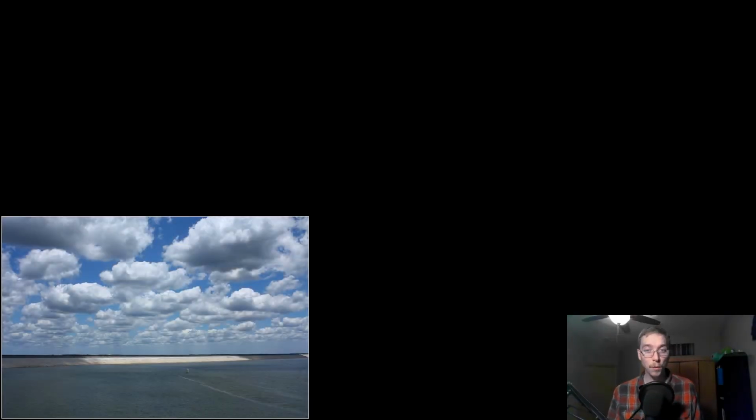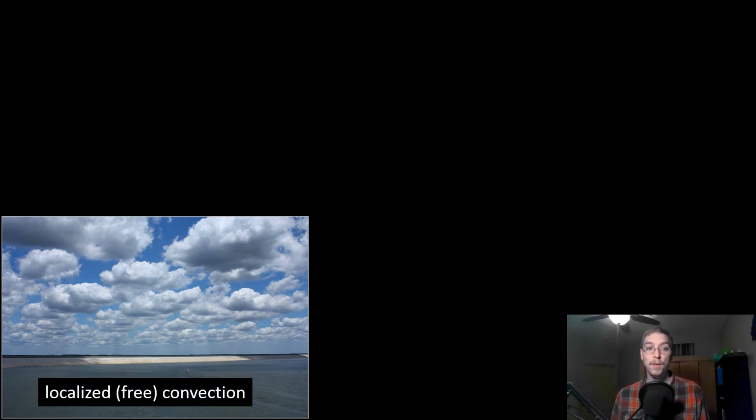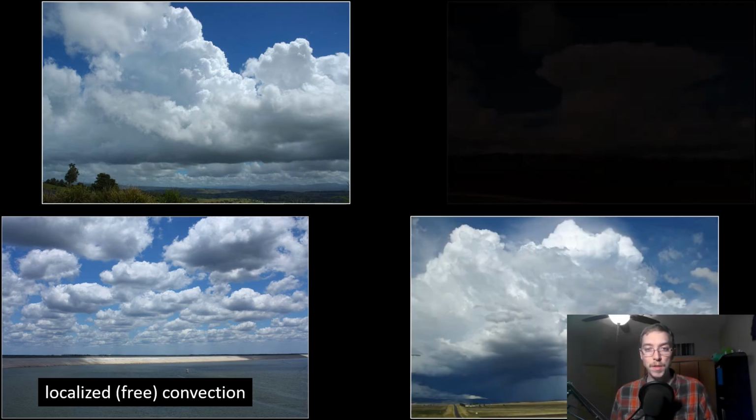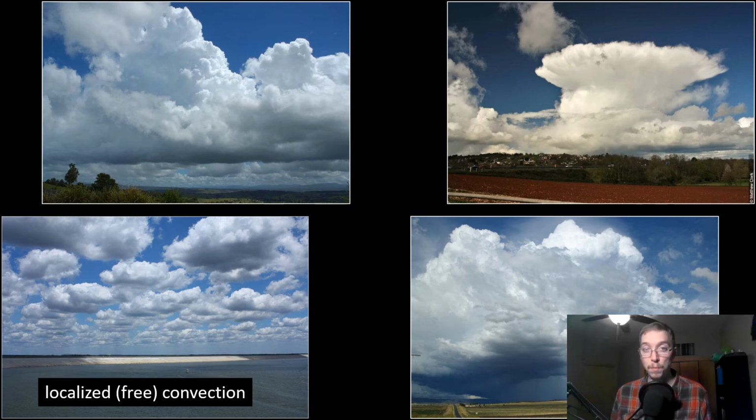You can see here, they form a lot of times as a result of what we talked about in our last video, localized or free convection. Kind of this example of localized forces causing buoyancy within our air parcel, and that buoyancy leading to condensation at the lifting condensation level, cloud formation. All these examples are what we would be looking at, going from cumulus humilis to maybe cumulus mammatus, all the way up to cumulonimbus incus.